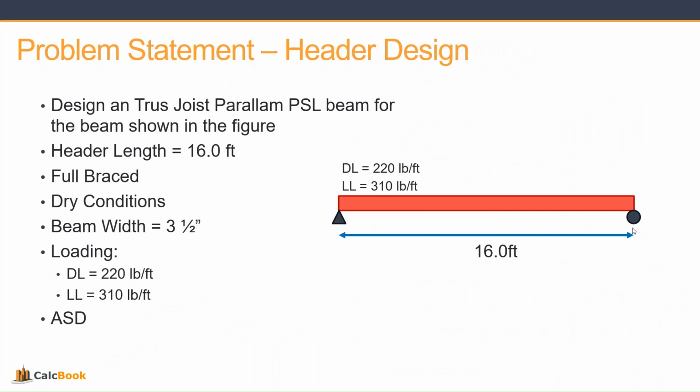And so our problem statement for today, we are going to be looking at a header design or a beam design using the Truss Joist Parallam PSL. Our length is 16 feet. It is a fully braced beam on the compression side of the beam. We are in dry conditions, so dry service, dry installation. Our width is 3.5 inches, and then we're going to be solving for the depth required for the loading. And our loading is 220 pounds per linear foot of dead load and 310 pounds per linear foot of live load. And we're going to be using the ASD design method. So let's go ahead and open up CalcBook and we'll get started on the design.